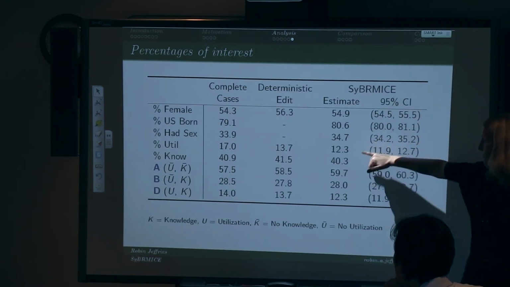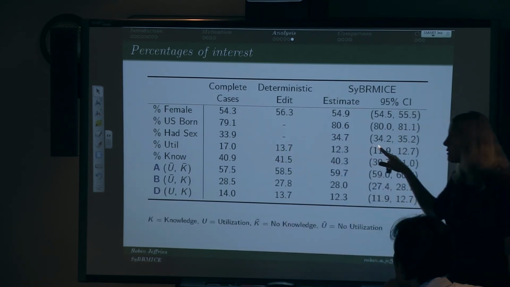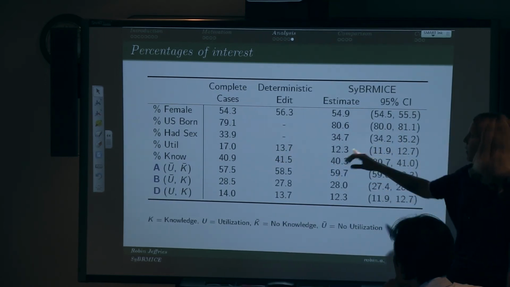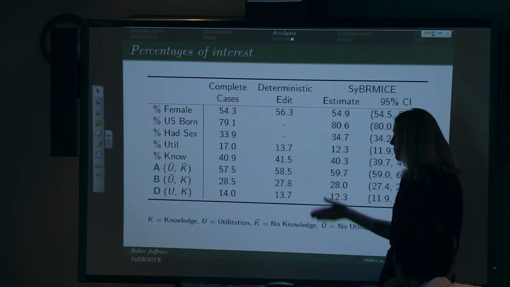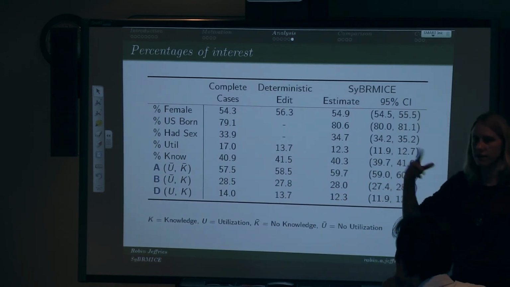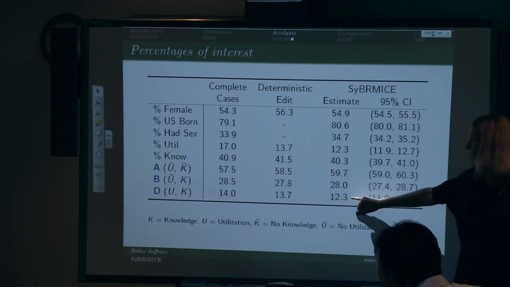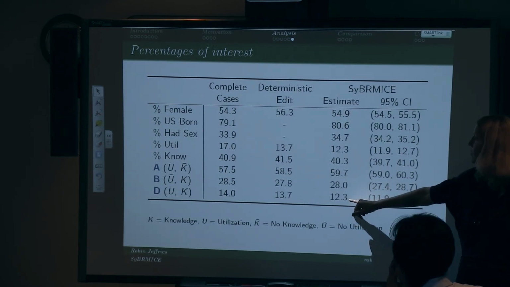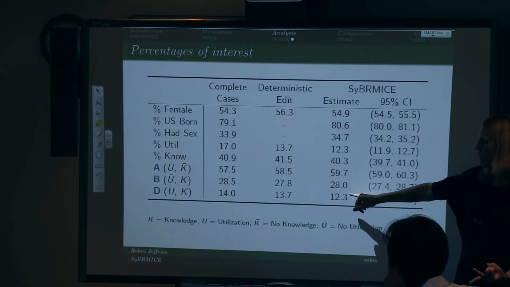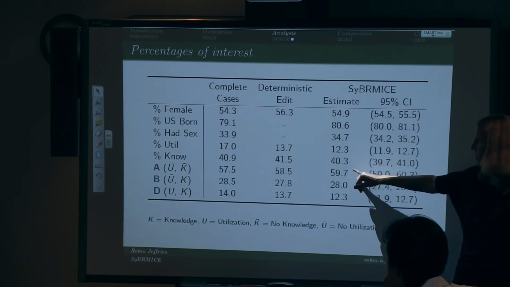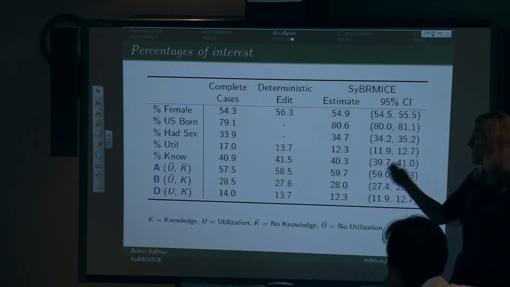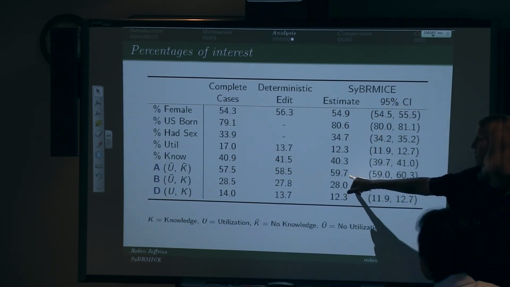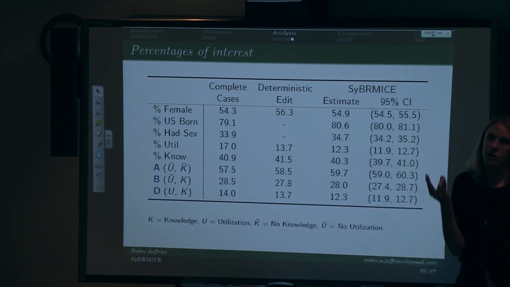The percent who've utilized the cap, got a condom from the cap, the cyber mice is more closely related to the deterministic edit than the complete case. And the last 3 are the 3 valid cell proportions. You see that it's lower than the complete case for going and getting a condom and utilizing it, or knowing about it and utilizing it, and higher here than either of the two. So this process edited more people out of that inconsistent cell into the didn't use it and didn't know about it cell, which is realistic for the population we're looking at.